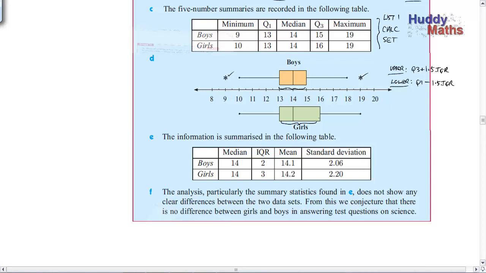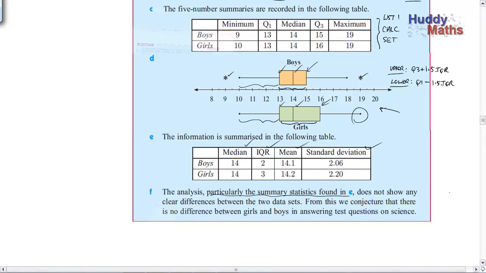The information is summarised down here: median, interquartile range, mean and standard deviation. What's our conjecture? Well, they're looking particularly at the summary statistics found in E. Doesn't show any clear difference. Now, is that in agreement with what we've got here? Well, the medians are very similar. The lower quartile is similar. Looking at this, see how similar that is. Now, there's only one major difference here, Q3, also a little bit higher here.